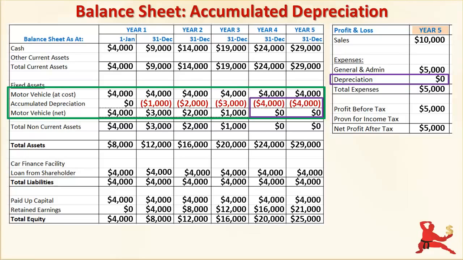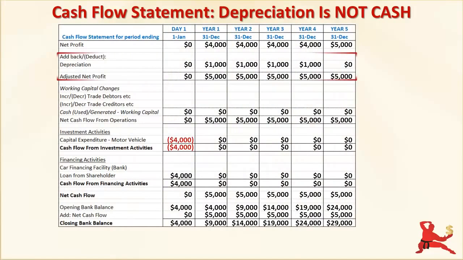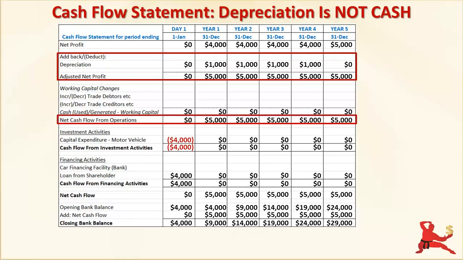Before we deal with what happens when you sell the car, let's look at what happens with cash flow. Depreciation is not a cash expense. That's why it's added back to net profit in the cash flow statement. We are assuming that all other income and expense items are on a cash basis for the purposes of this exercise, so there are no working capital items. You can see that the cash flow from operating activities is still $5,000 in year 5 when there's no depreciation.